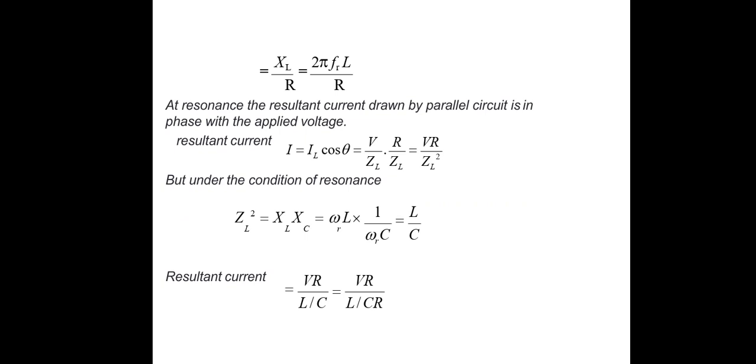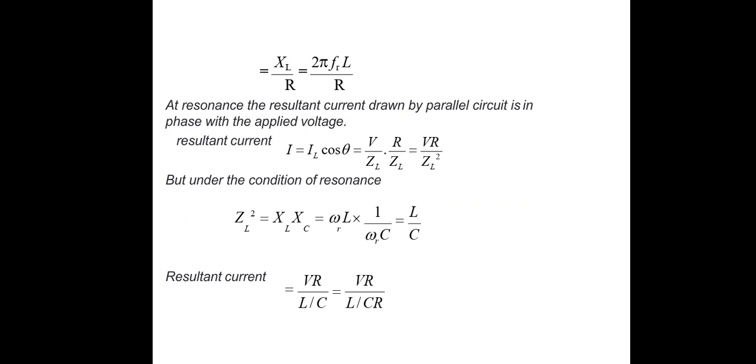Generally, what is denoted by tan theta is equal to XL by R. So tan theta equals XL by R. What is XL? Omega L. Omega r L is equal to what? 2 pi fr into L. So 2 pi fr into L by R. What is the resonant frequency? Already you know that. That should be substituted here.